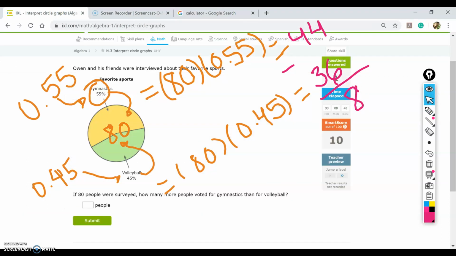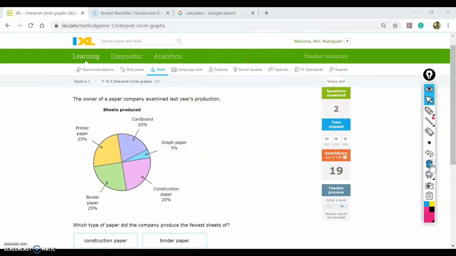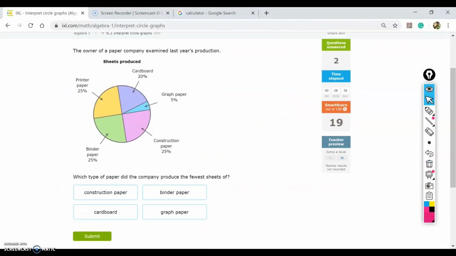Now let me see if that works. So I'm going to click in here, and I'm going to type 8. And we got it right. Okay, now let me do this question here. So question 3. The owner of a paper company examined last year's production.